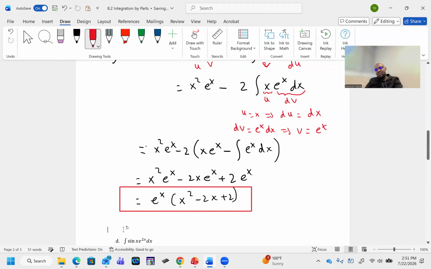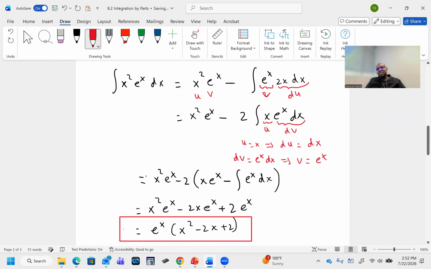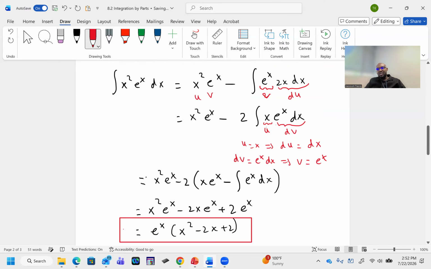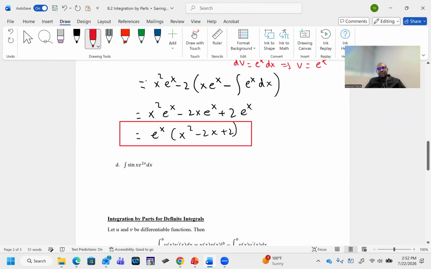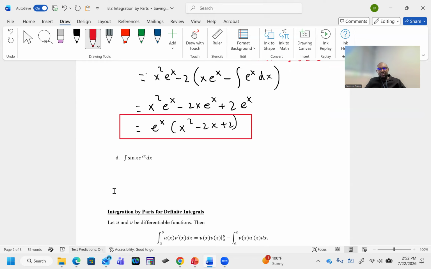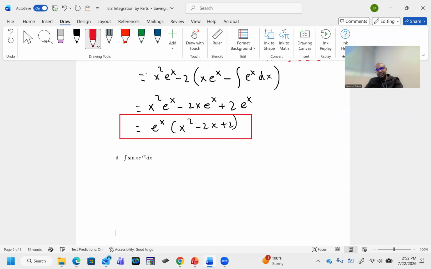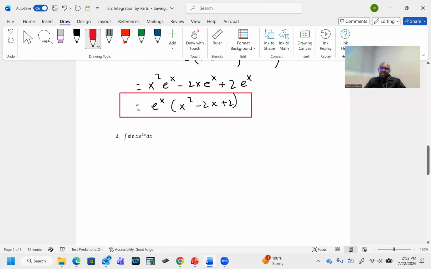So now, you see, in this case, we have to do integration by parts twice to be able to integrate. So that can happen. The next one we will do also is a little bit complicated. That is integrating sine x times e to the power of 2x dx.